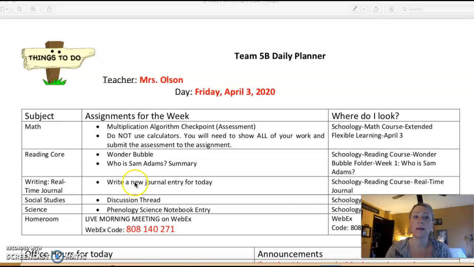Also, don't forget that the Who is Sam Adams summary is due on Monday, and that's your informational summary grade. I need that done by Monday, please. You are required also to make sure you have uploaded 3 new journal entries for this week. You can include the weekend as well if you would like to, but 3 new journal entries for this week. I've already started grading, so great journal entries. I keep on writing. I love seeing your thoughts in your journals.